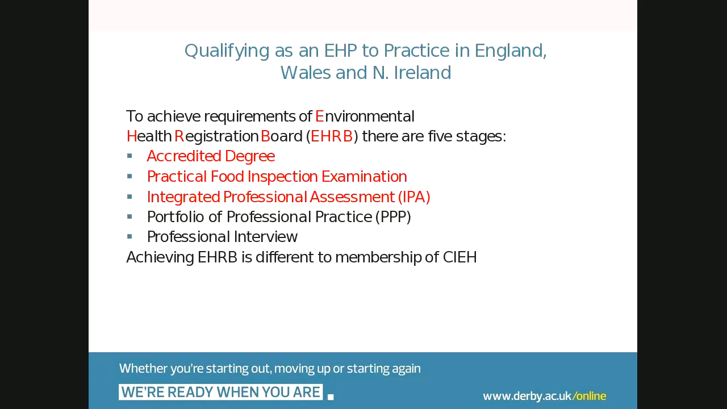So what do you need to qualify as an environmental health practitioner in England or Wales and Northern Ireland? Well, you need these 5 stages. You need the accredited degree, which is what we offer here at Derby. You need to have done the practical food inspection examination, which we offer at Billingsgate Market, and you have to successfully pass the integrated professional assessment, which we also offer as part of the programme. So those first 3 items there on the slide in red, we offer those as a part of the programme.